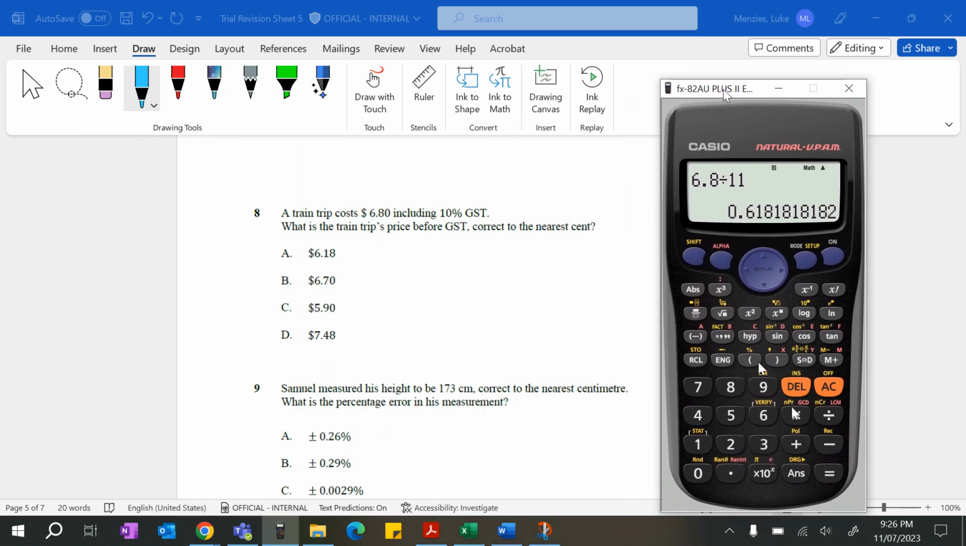And then we're going to multiply it by 10 because we had 10%. And then it should be $6.18.